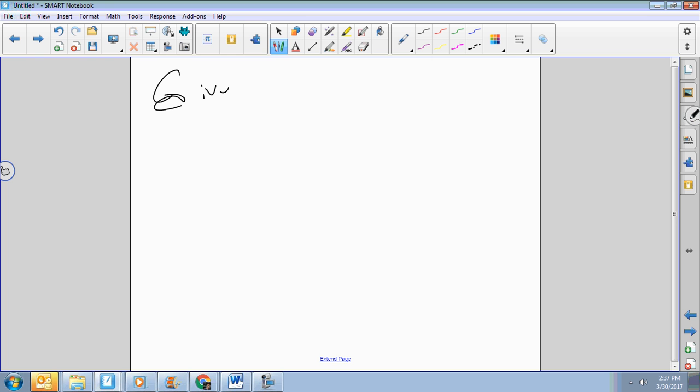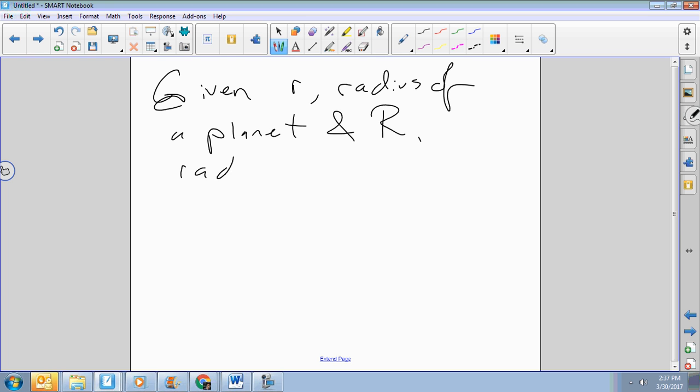So given r, the radius of a planet, and r, let's call it the launch radius, I guess. Do you guys know what I mean when I say the launch radius?